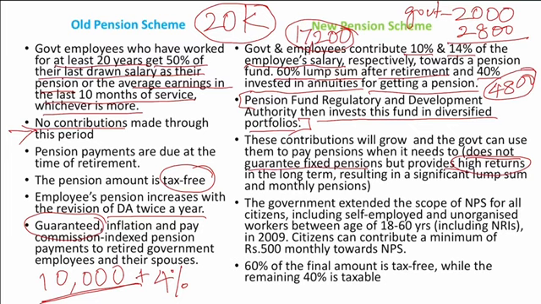The government extended the scope of NPS. You can notice this. The old pension scheme was only for the government employees, whereas right now, the new pension scheme covers also all citizens, including self-employed and unorganized workers between the age of 18 to 60, including NRIs. That has been happening since 2009. And see, if someone is not a government employee, the other citizens, they can contribute a minimum of 500 rupees per month towards the new pension scheme.